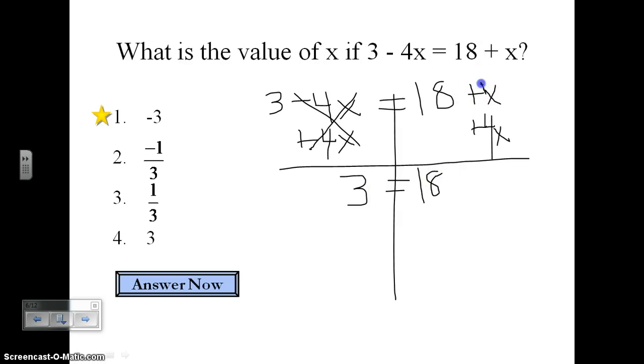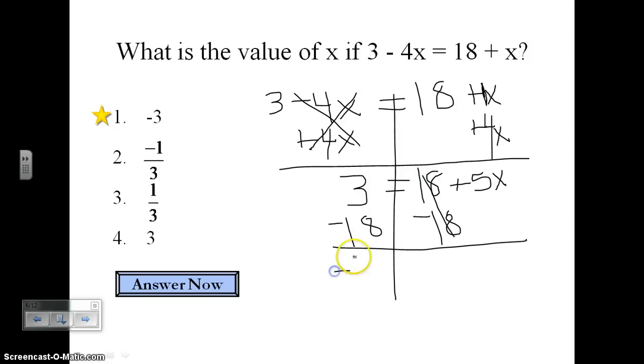Now, remember, there's a 1 right here in front of this x, so it's 1x plus 4x, which gives me 5x. Then I'm going to subtract 18 from both sides. And 3 minus 18 is negative 15 equals 5x. Then I'm going to divide by 5 because my goal is to get x by itself. And so negative 15 divided by 5 is negative 3 equals x.